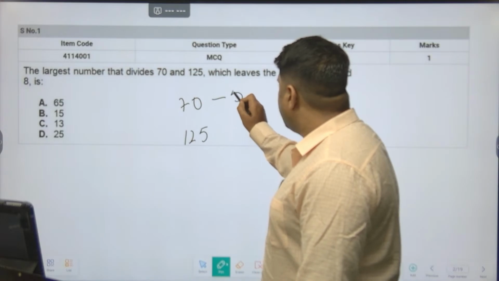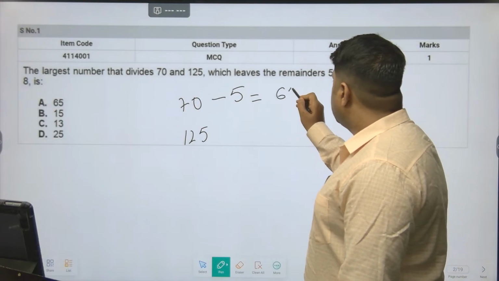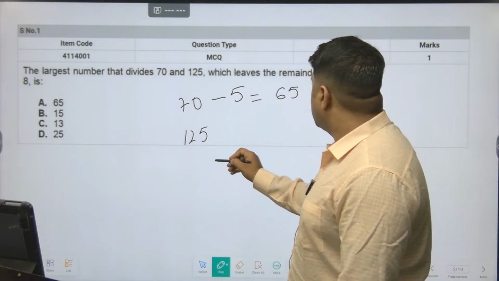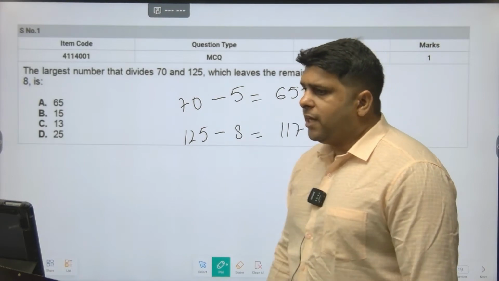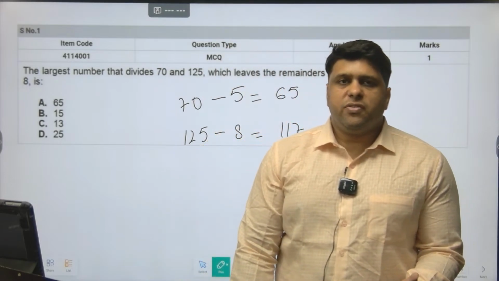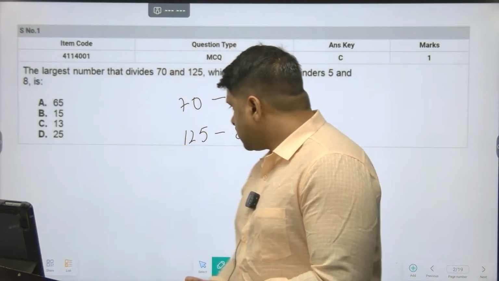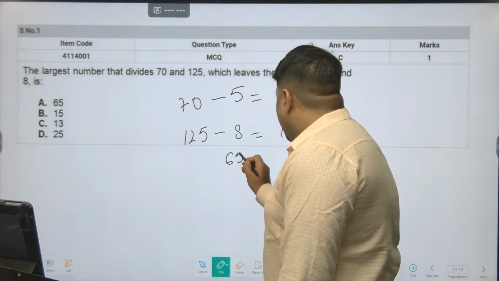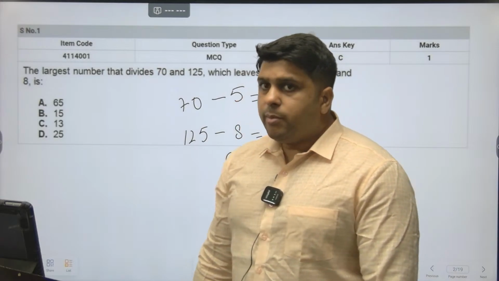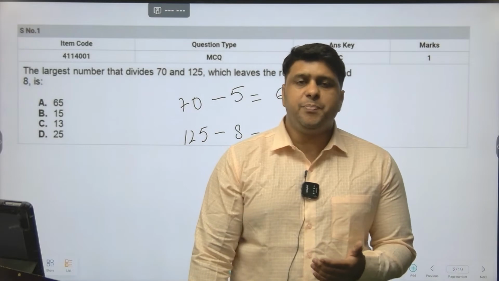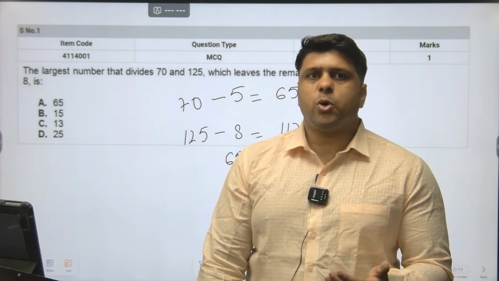So let's find the numbers, subtract these remainders. 70 is leaving the remainder 5, so the number is 65. Now 125 is going to leave the remainder 8, so the number will be 117. Now we are left with two numbers, 65 and 117, and we have to find the HCF of these numbers. When we talk about HCF, we have to talk about factors, not multiples. Multiples we talk about when we are talking about LCM.